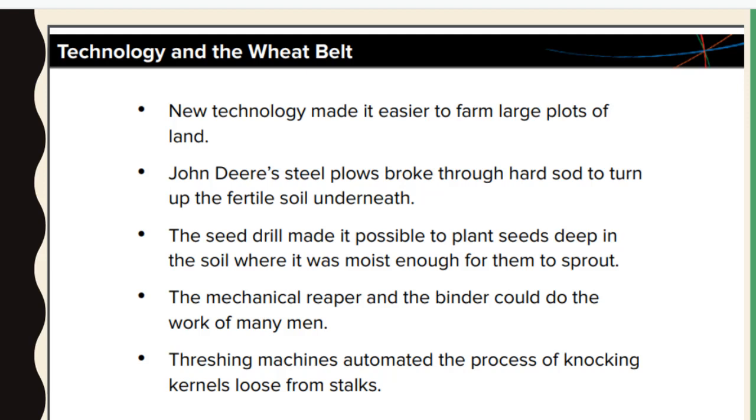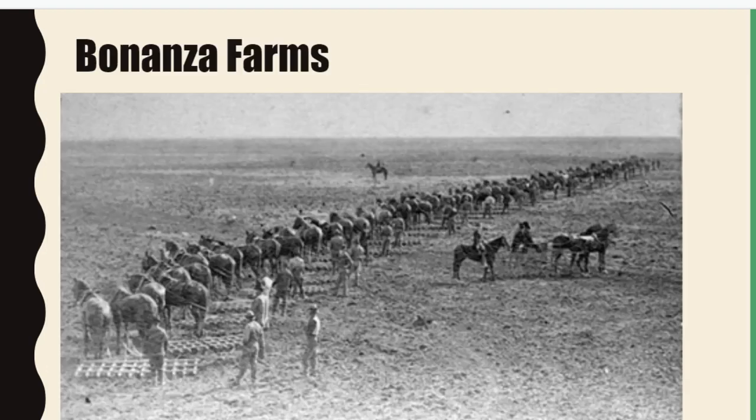So we have a lot of different technology that's going to become prevalent in this place, and it's going to lead to a lot of people becoming extremely wealthy. During the 1880s, many farmers in the states of the Northwest Territory moved to the Great Plains to take advantage of the inexpensive land and, of course, these new technologies.